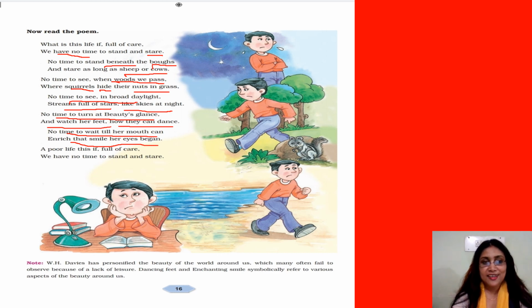Now he says, "A poor life this is, full of care, we have no time to stand and stare." The poet is pitying human life. We are unable to enjoy such wonderment, such beauty of nature. Alas, he is pitying. So he wants us to relax and enjoy the small beauties that we see around. Okay, this is all about the poem. Let's move to the next slide.